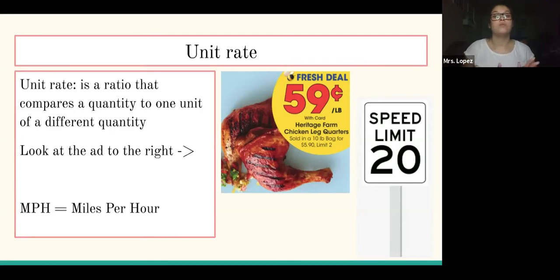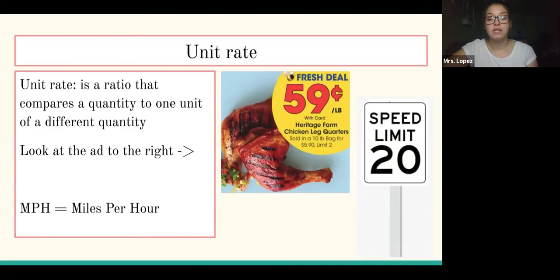So your unit rate is 40 to 1, or 40 colon 1, or you could have 40 in the numerator and 1 in the denominator. This is a unit rate because it is by 1. You always want the 1 to be the second number or in the denominator. This is called a unit rate.